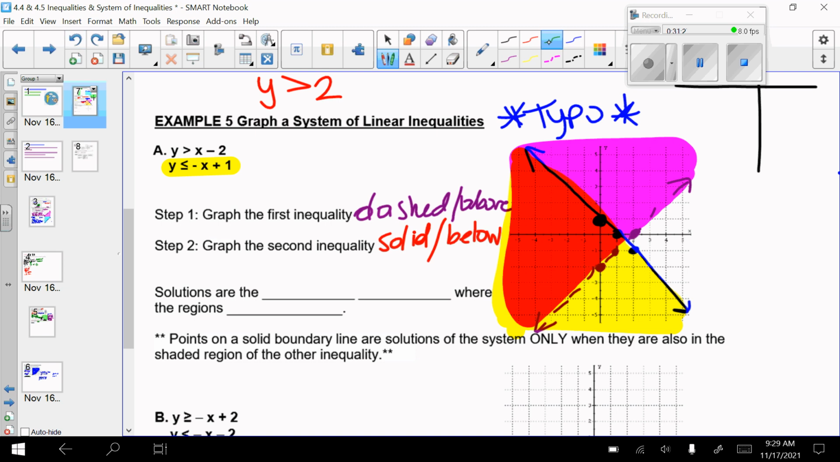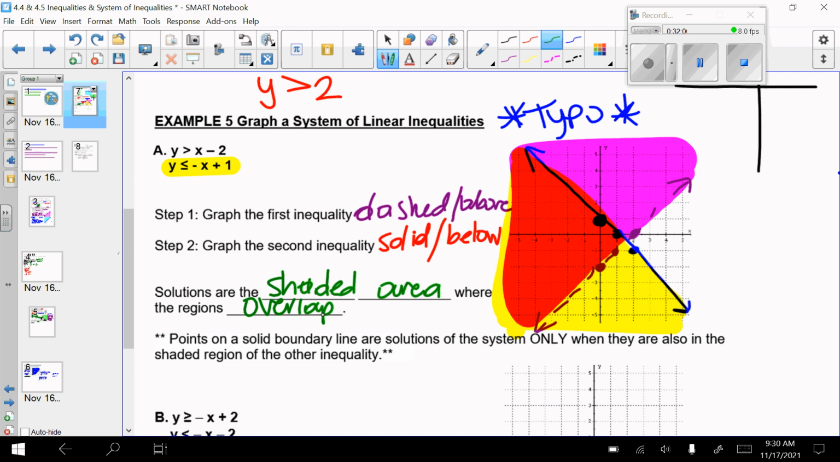So when you're doing solutions of linear inequalities, the solutions are the shaded area where the regions overlap. So both of these inequalities would be true only in that red section of my graph. If it were just the purple section and the red section, that's for the first inequality. If it was just the yellow and the red, that's where it's true for the second inequality. But where we're trying to find where they both are true statements is only that red section. Does that make sense? Where they overlap.